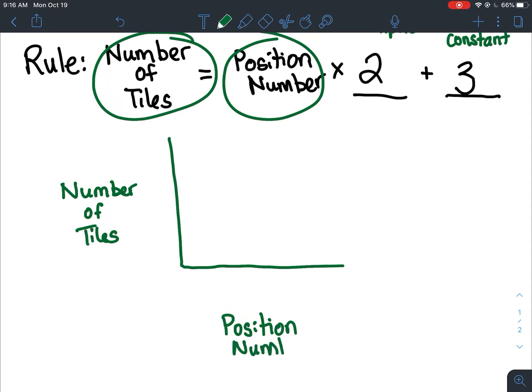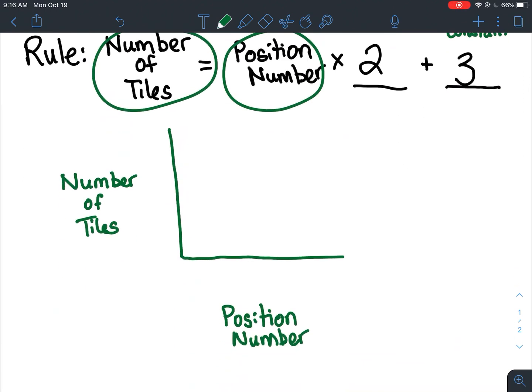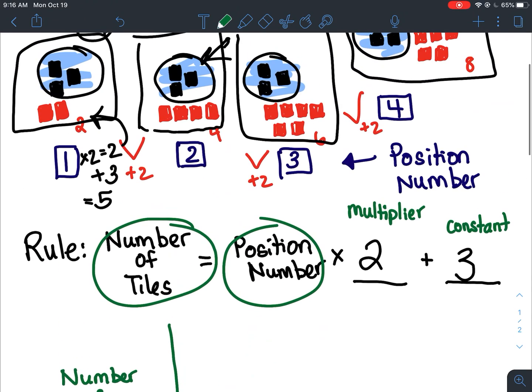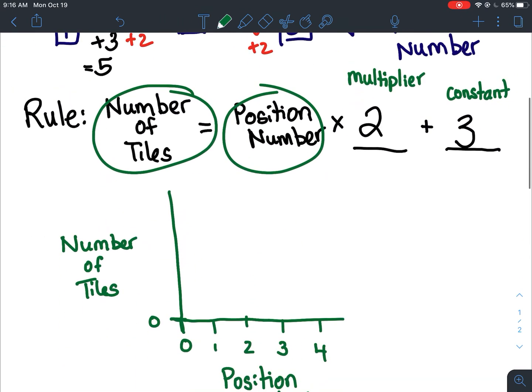That's because the position number is like our independent variable. It's just happening, and it will predict the number of tiles. So it will influence the number of tiles. So then we'll just go up by 1, 2, 3, 4. You always start at 0 on both axes. And for tile numbers, since I'm going like 5, 7, 9, I'll maybe just go up by like 3s: 6, 9, 12, 15.